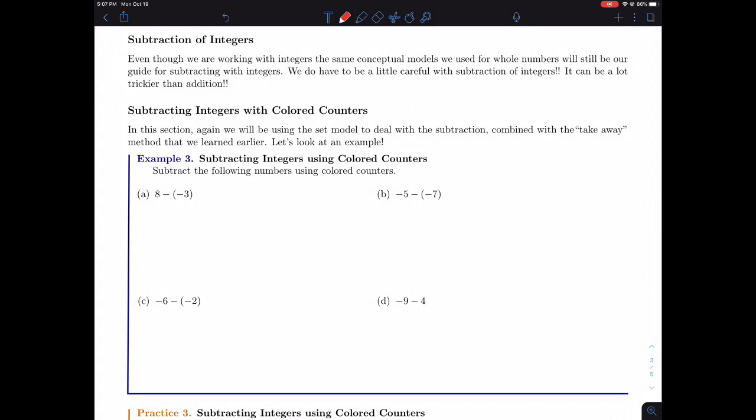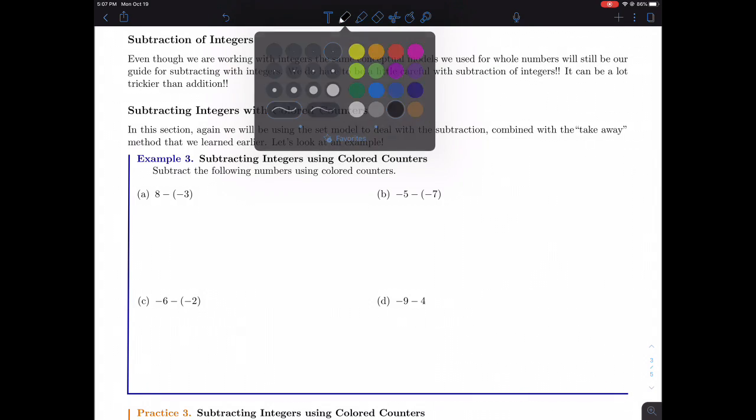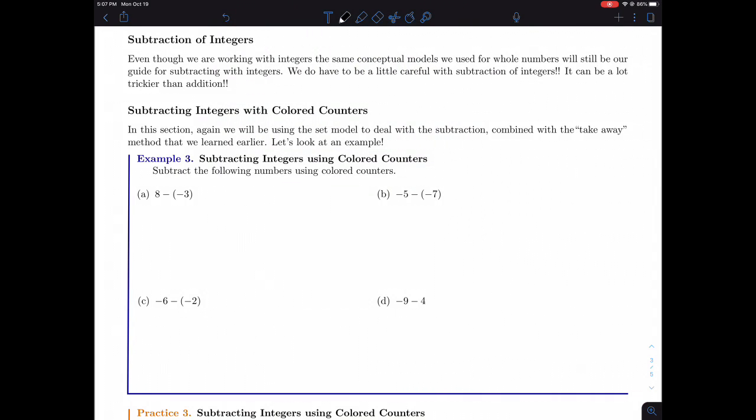All right, so back to subtraction here. In this case, we're using a similar idea to what we did with addition, but we're going to pair the set model with the takeaway method, where we pull stuff away. This is the section where sometimes we have to get pretty creative with how we write things so that we can actually get the numbers that we want.